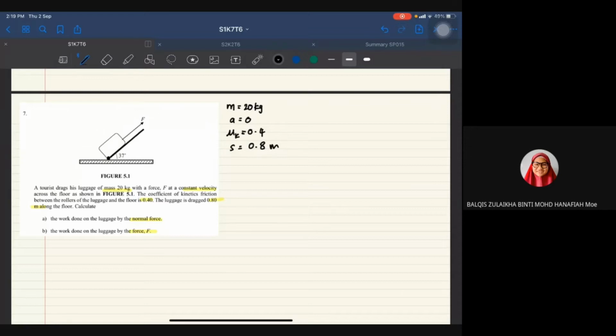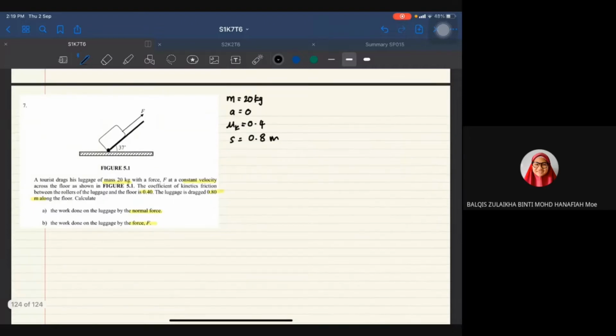Okay, question number A, they want to find the work done on the luggage by the normal force. So maybe you can try to draw the free body diagram first. I will draw it over here. Okay, how many forces are there? There's F, right? This one. What else? FP and W. And which direction? Upwards, this one upwards. Okay, then there's Fk. Fk to the left, right?